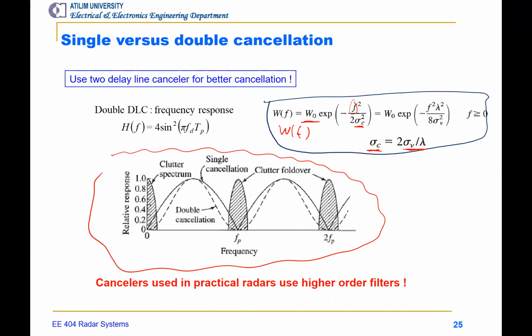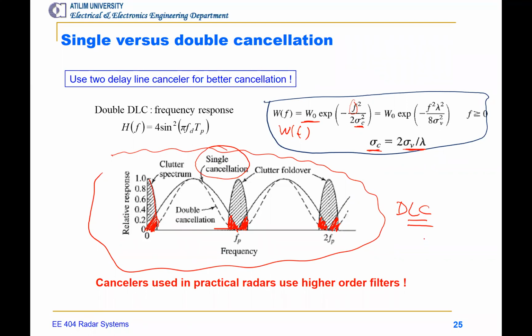And then on the relative response of the delay line canceller, as you can see, the spectrum of the clutter simply covers this area, and this area. These are approximate drawings, of course not perfect. And you see two transfer functions in here. One is single cancellation, and the other one is double cancellation.